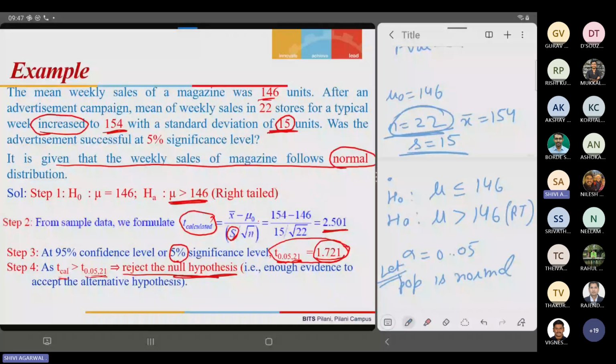Okay. So you can see in the textbook also, and you can just verify that it is 1.721. So you can say we are rejecting hypothesis H0. Got it? Any query?